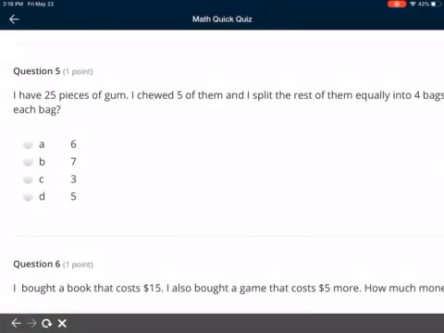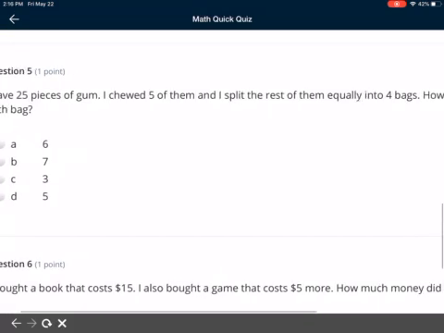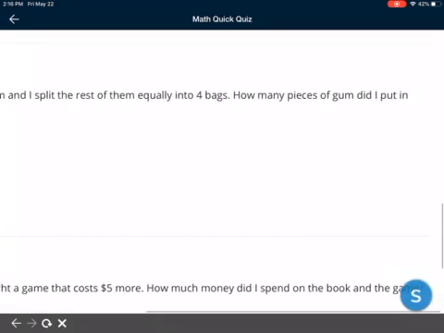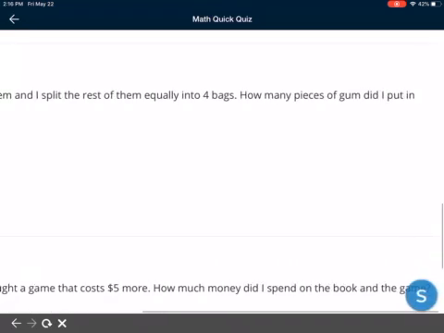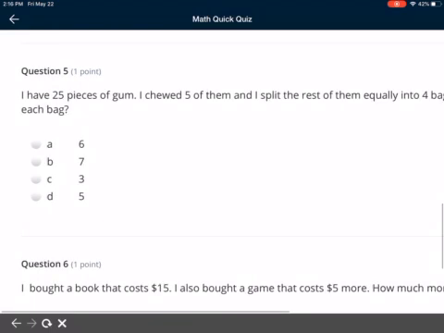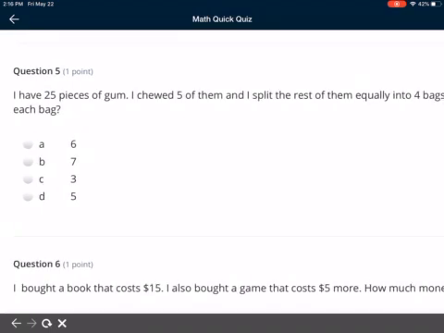Number 5, I have 25 pieces of gum. I chewed 5 of them, and I split the rest of them equally into 4 bags. How many pieces of gum did I put in each bag? So this is a 2-step problem. The last question is, how many pieces of gum did I put in each bag? Well, I need to do something first. I need to do something with those 25 pieces of gum and the gum that I chewed before I can do the second step. So think about what the first step question is that helps you with the second step.